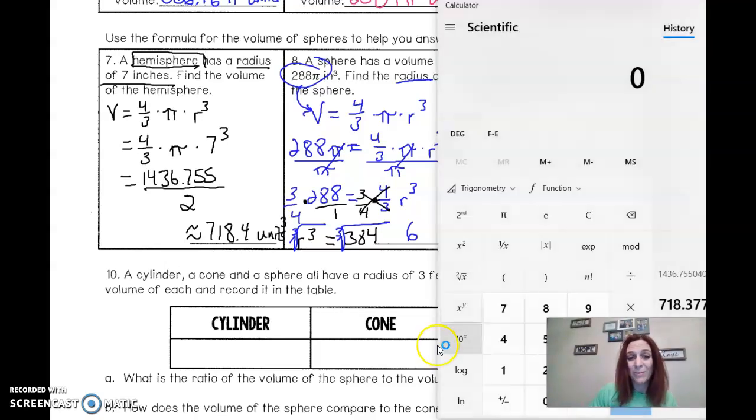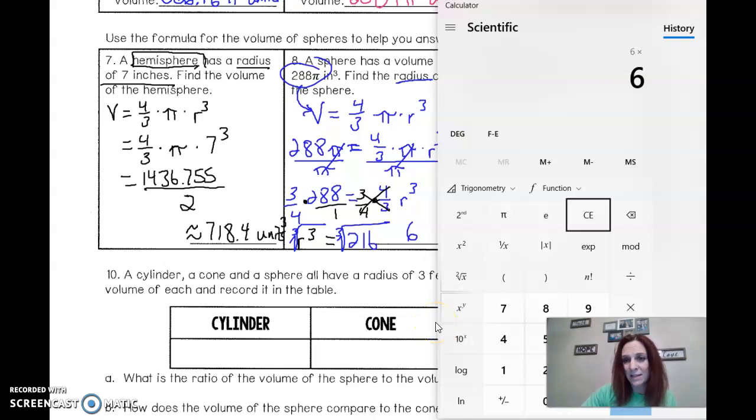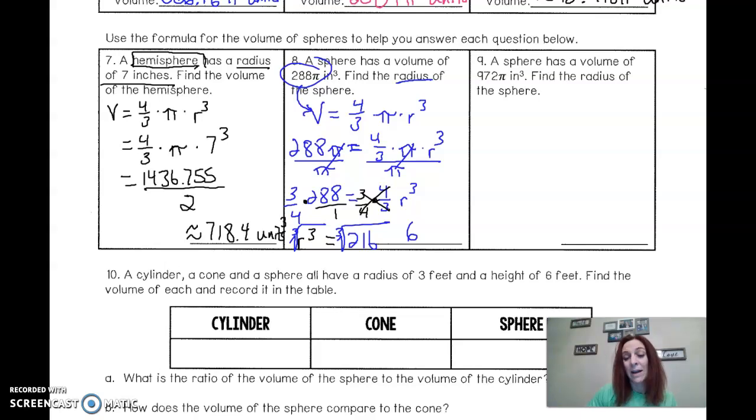So now I'm going to grab my calculator and go 3 times 288 divided by 4. And I get 216. Now I know the answer is 6, because 6 times 6 times 6 is 216. Okay? Honest mistake. It happens to all of us. Don't stress if it does. Learn from it. But that is just 6 units because it wants to know what the radius is.